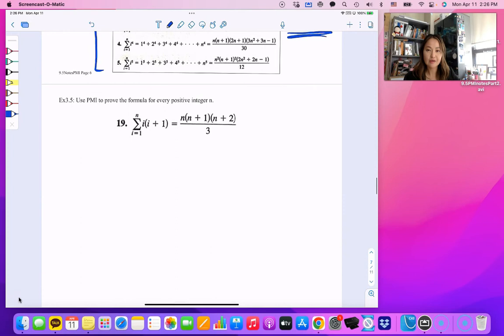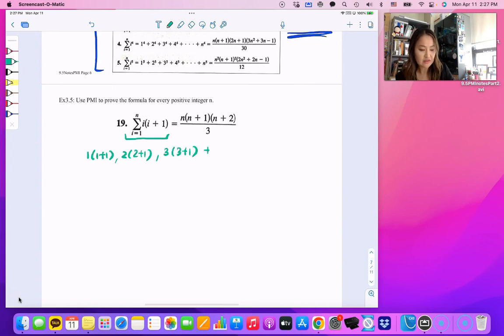Now, look at the next example. I'm not going to finish this one. I'm not going to make a video of it. All I'm going to tell you is this: when a problem is written this way, I would like you to write out a few terms in the series. For example, isn't this basically 1 times 1 plus 1? That's your first term. Next term, 2 times 2 plus 1. That's your second term. Your third term is 3 times 3 plus 1. And this is the actual series, right?